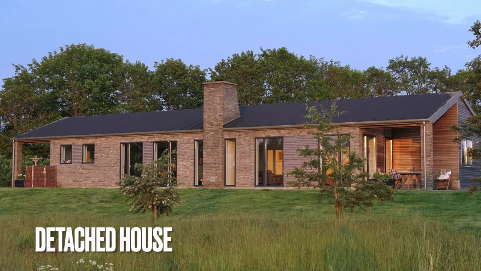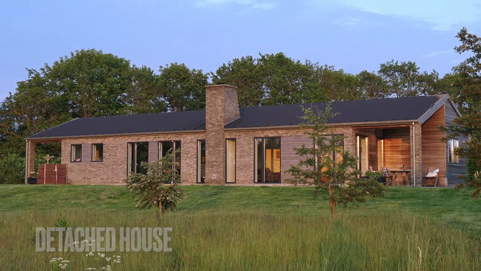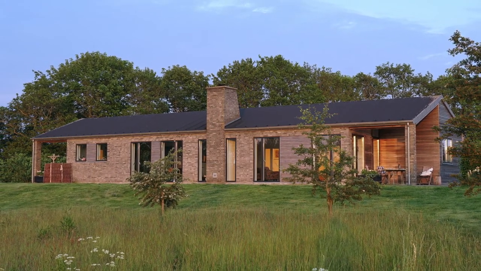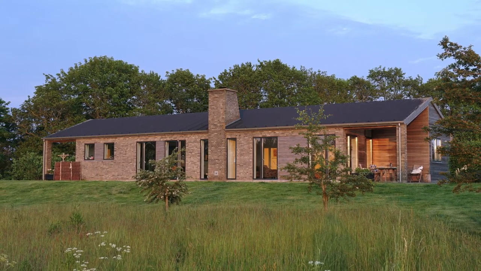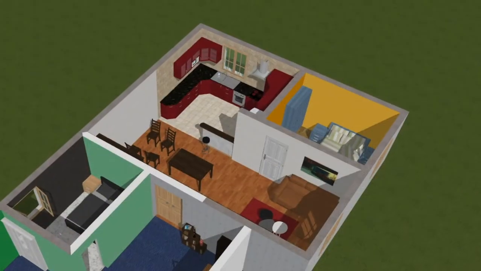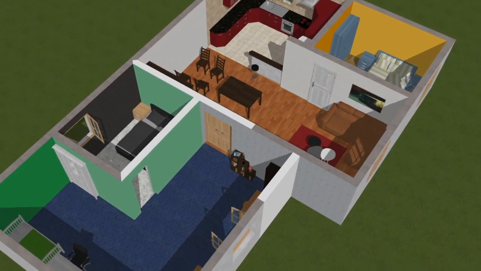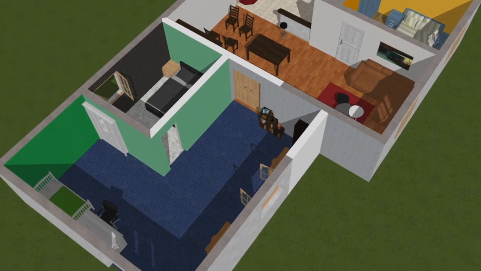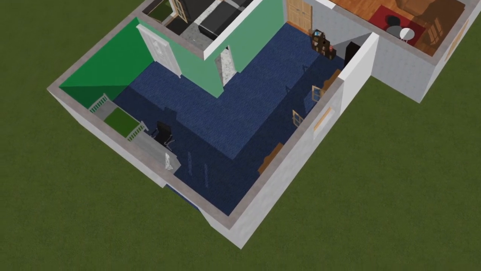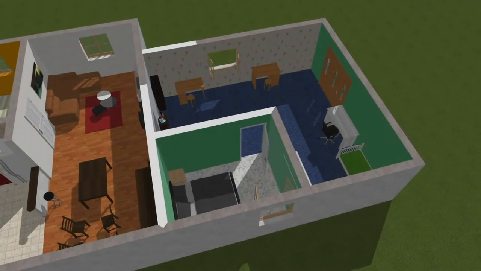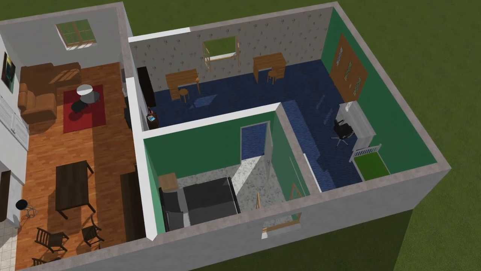A detached house is a residential building which is occupied by a single family without sharing any wall or structural member with adjacent buildings. A detached house may be a one or two-storied building with one or more bedrooms having attached toilets. It also contains a drawing room, dining room, kitchen, and veranda enclosed by a compound.